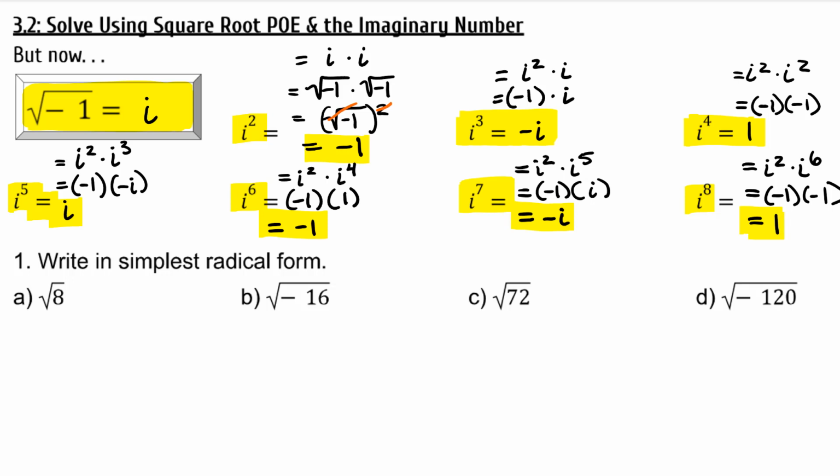Do you see the repeating pattern? What do you think i to the ninth will be? What about i to the tenth? i to the eleventh? i to the twelfth? Imaginary numbers keep following this pattern.